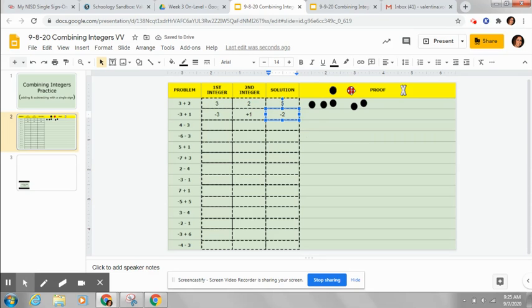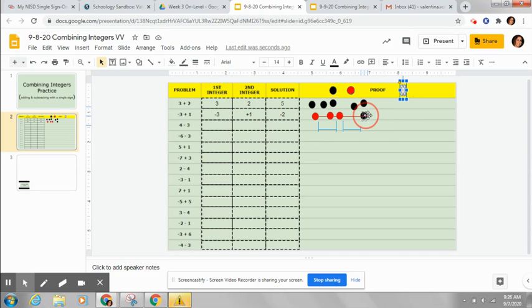So let's take 3 negatives. So 1, 2, 3 negatives, and 1 positive. Now I see I have some positives and negatives, so I'm going to cross out my zero pairs using the X. So I'll cross out the 1 positive and 1 of the negatives. Those canceled each other out. And what I'm left with is 2 negatives. That proves my answer of negative 2.